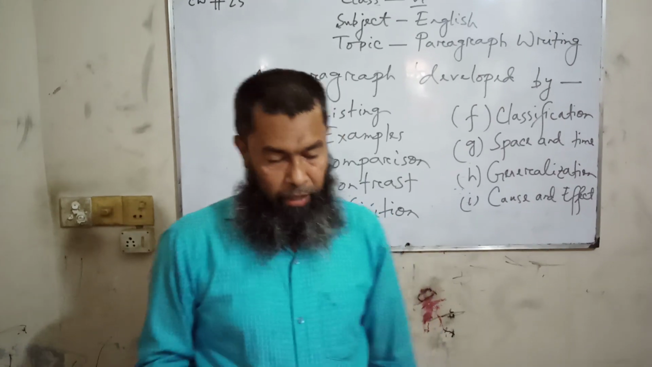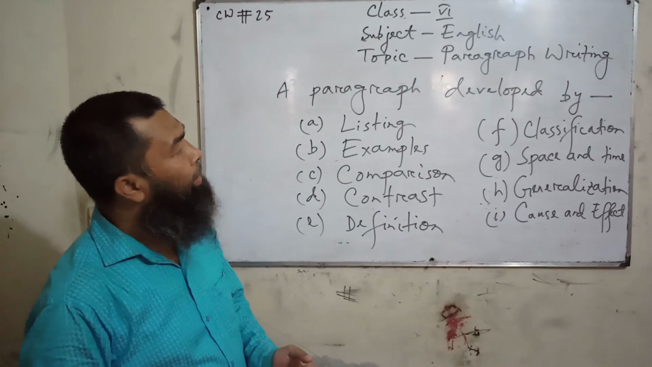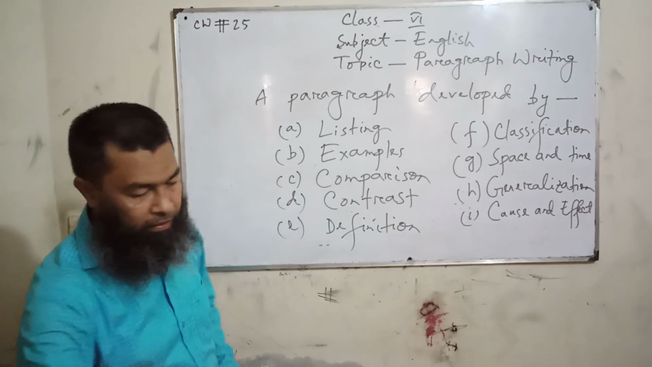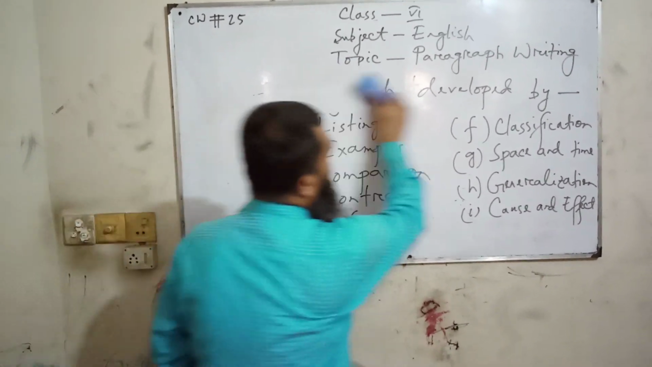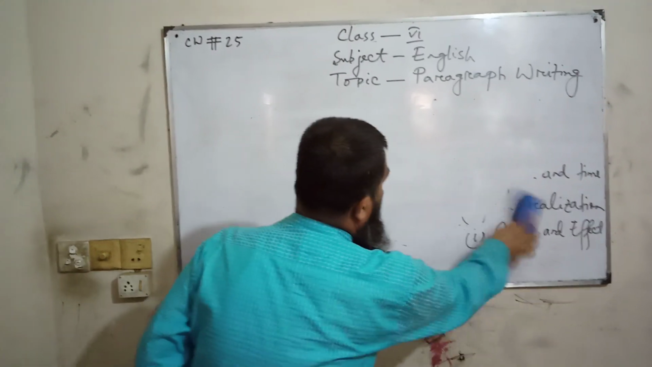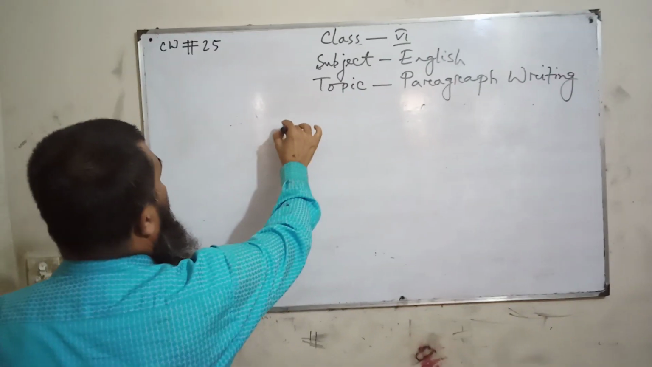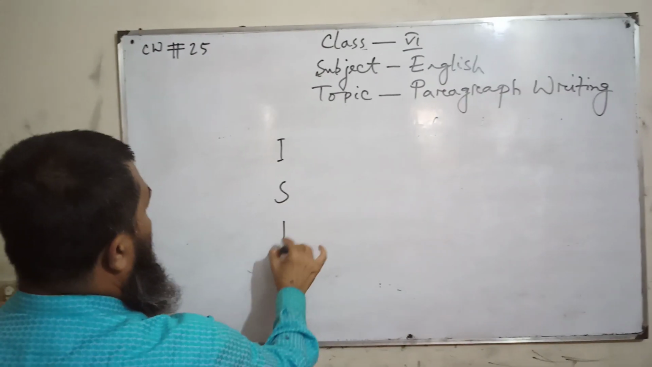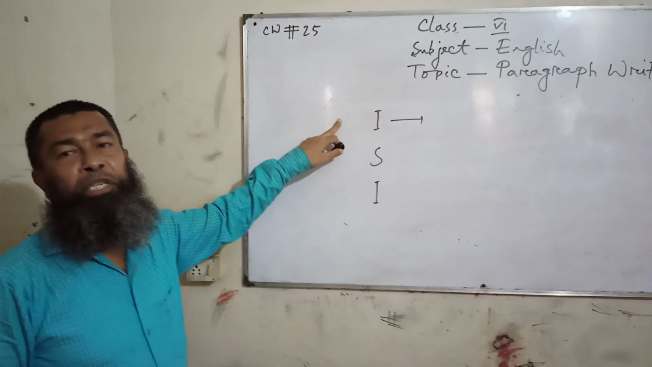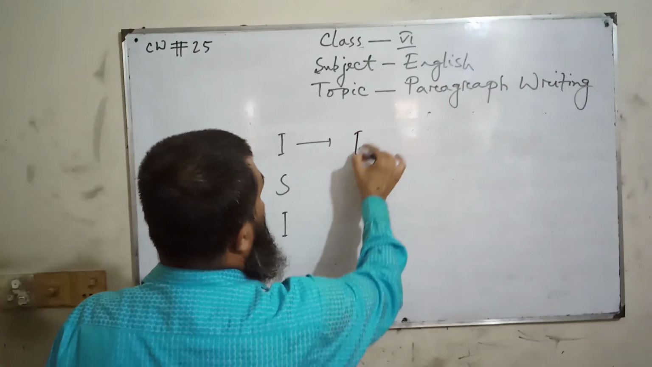Okay, so these are some points regarding writing a paragraph. Now I am giving you one important factor to be followed at the time of writing paragraph, that is called ISI. Everybody follow it. What does this I mean? This I means your paragraph should be written in a very interesting way. Otherwise you will not get good marks. So your paragraph will be interesting.